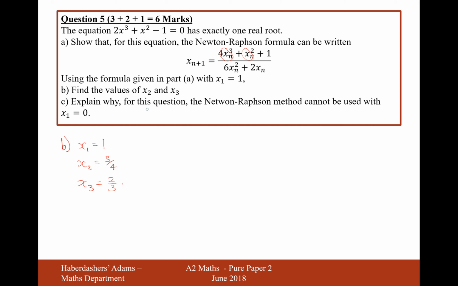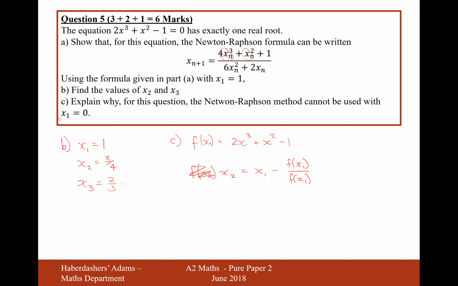Moving on to part C, explain why for this question the Newton-Raphson method cannot be used for x1 equals 0. Well, for the Newton-Raphson method, if we have an equation f of x equals 2x cubed plus x squared minus 1, then the Newton-Raphson method will give us x2 equals x1 minus f of x1 over f dash of x1, the differential goes on the bottom.